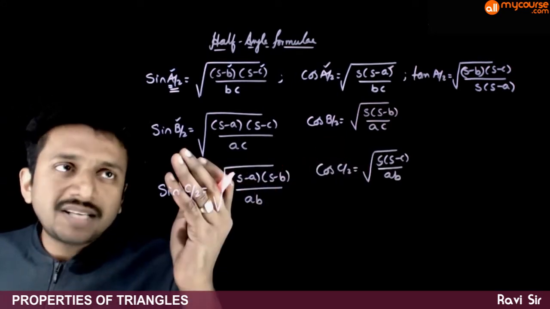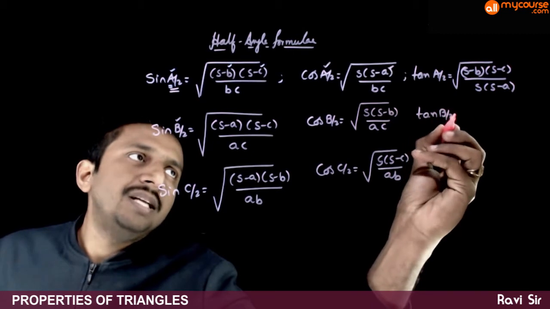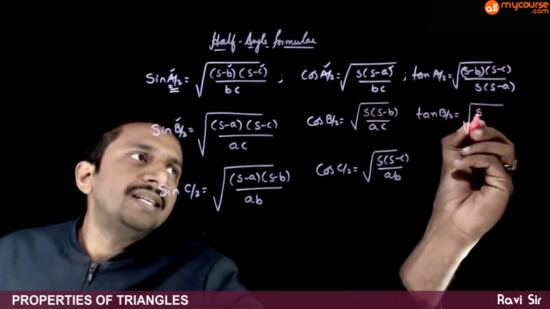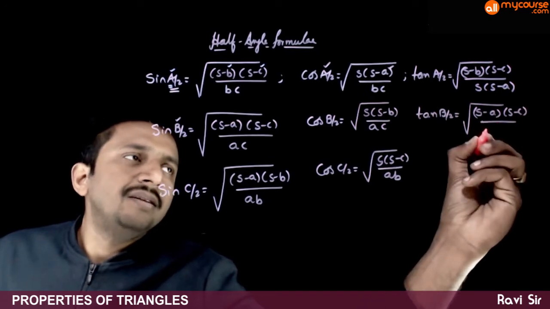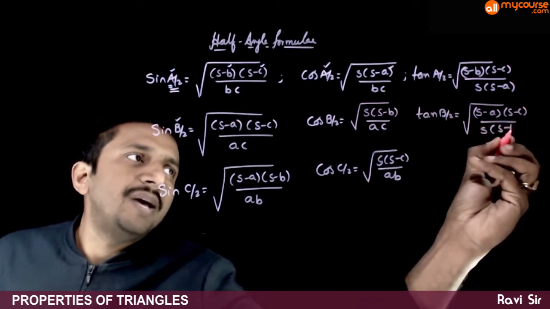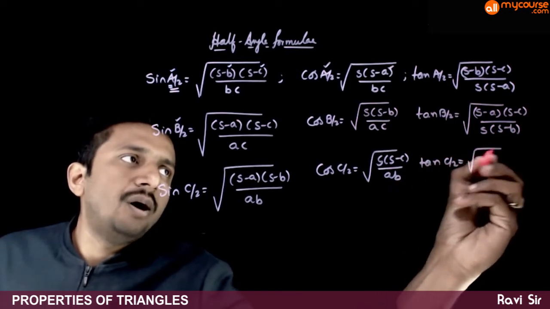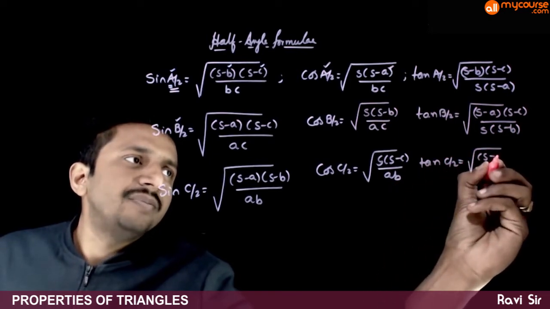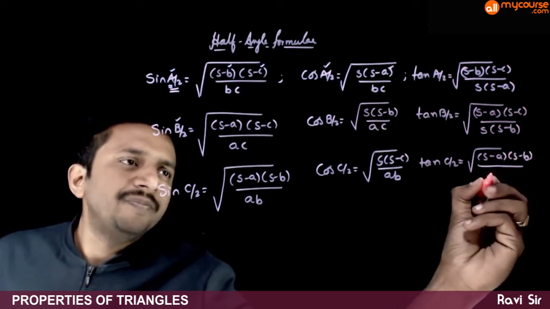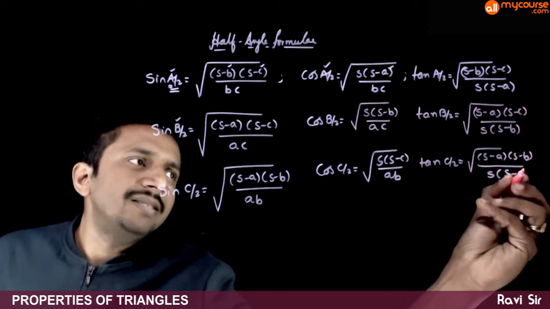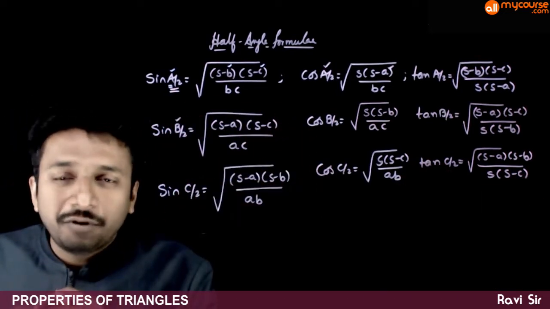And once you have sine B by 2 and cos B by 2, tan B by 2 is nothing but root of s minus a times s minus c by s into s minus b, and tan C by 2 is equal to root of s minus a into s minus b by s into s minus c. So these are the complete set of half angle formulas which you need to understand.